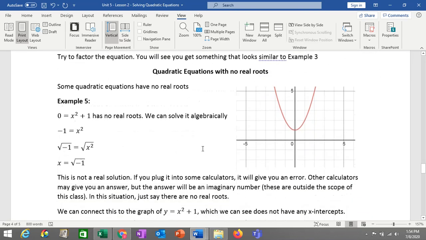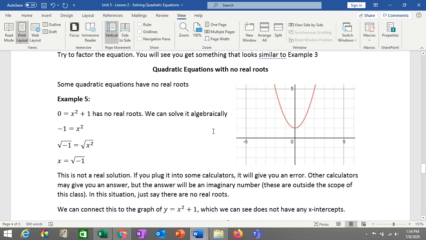All right. Last case. You can have quadratic equations that have no real roots. So what happens when you have a quadratic equation with no real roots? Well, what happens is you generate an equation that can't be solved algebraically, or at least can't be solved algebraically with what we've covered in the course so far. So suppose you have 0 equals x squared plus 1. This quadratic equation has no real roots.